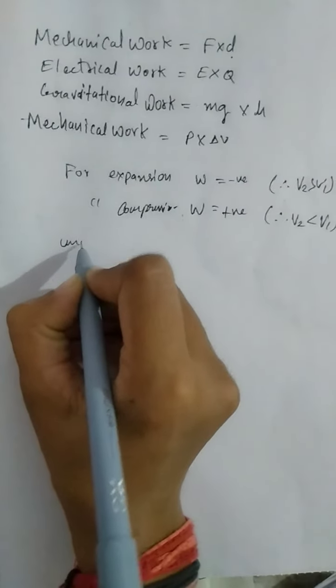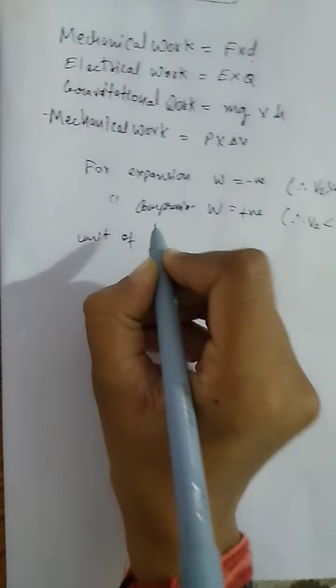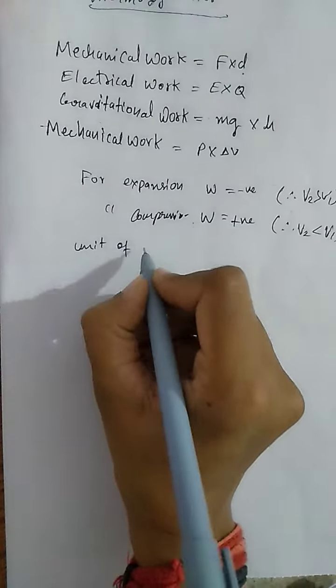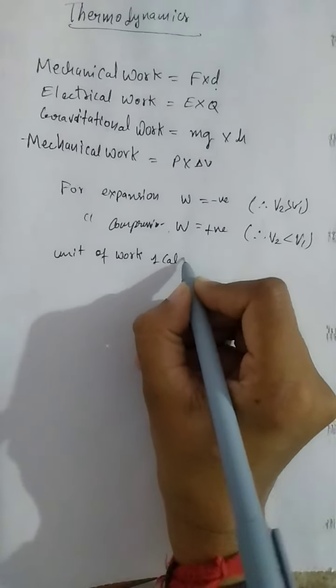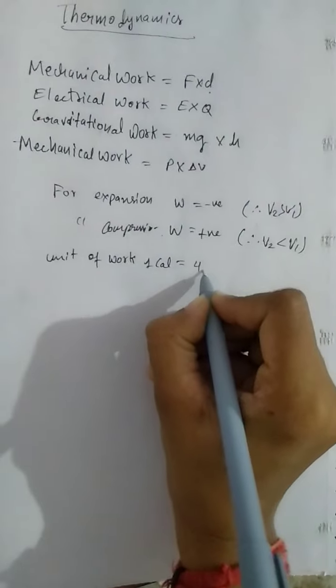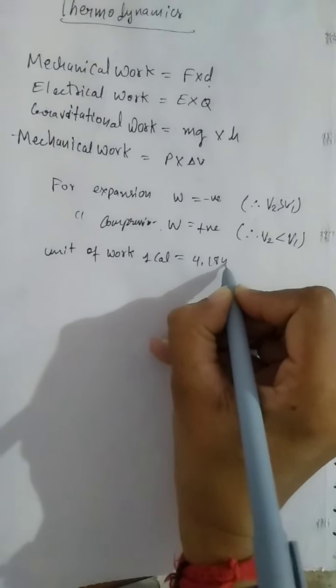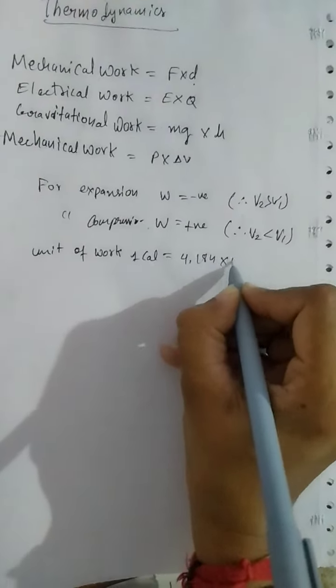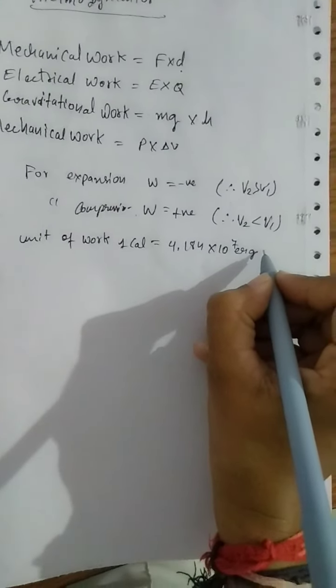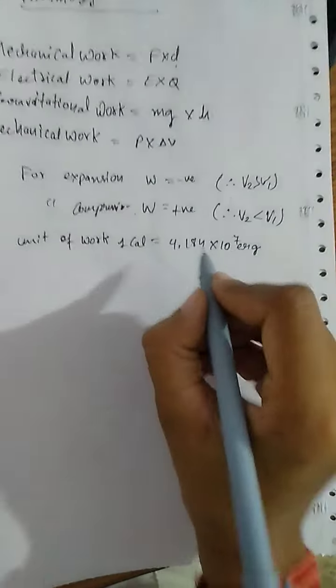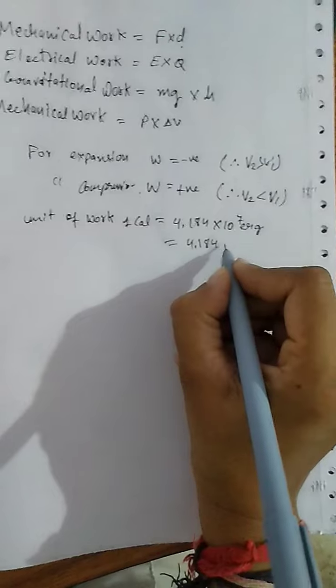And unit of work: 1 calorie, that is represented by 1 cal, equal to 4.184 into 10^7 erg, which is further equal to 4.184 joules.